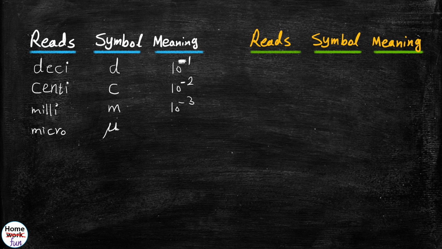Microscope. You must have heard of microscopes. So micro is 10 to the power of -6. Now we're jumping from -3 to -6, 3 orders of magnitude smaller. A microscope is something with which you can see things that are at the level of a micrometer.